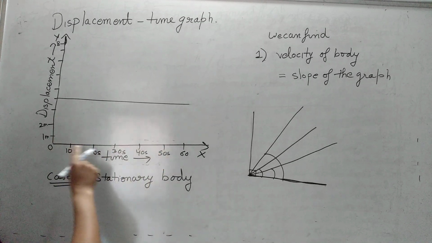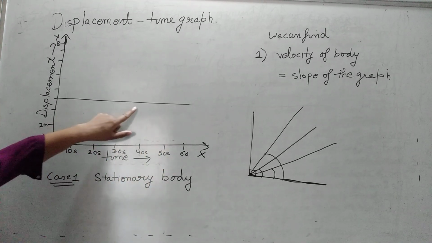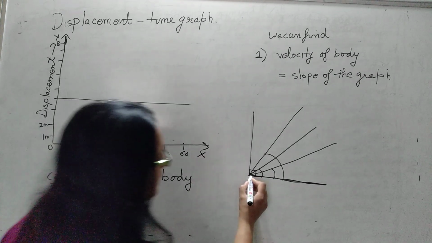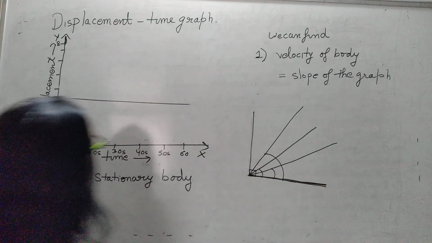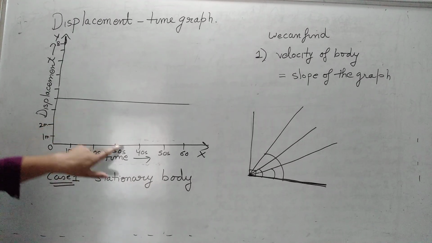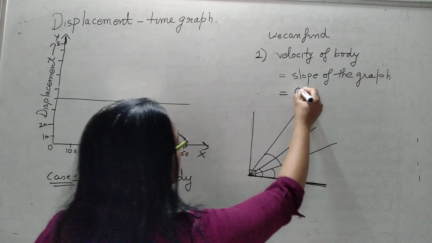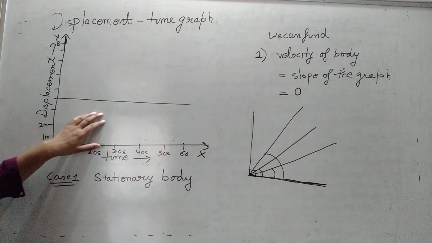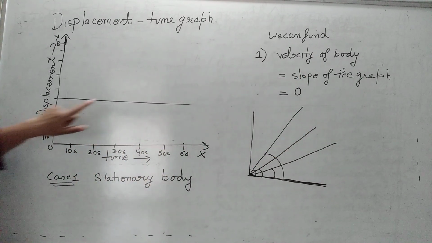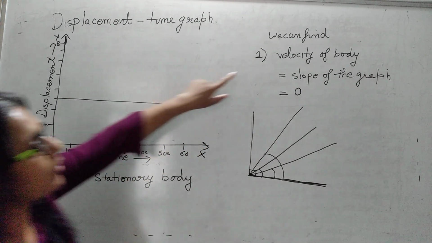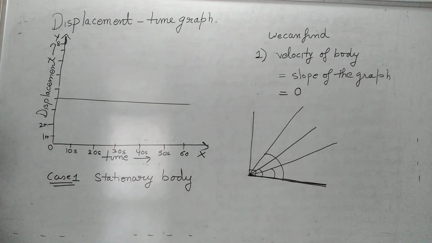If a line is parallel to the x-axis, that means it is not making any angle with the x-axis. It is making zero angle with the x-axis. उसका मतलब है कि उसका slope क्या है? Zero. Slope zero का मतलब क्या है? Now, अगर इस graph का slope zero है, that means its velocity is zero.